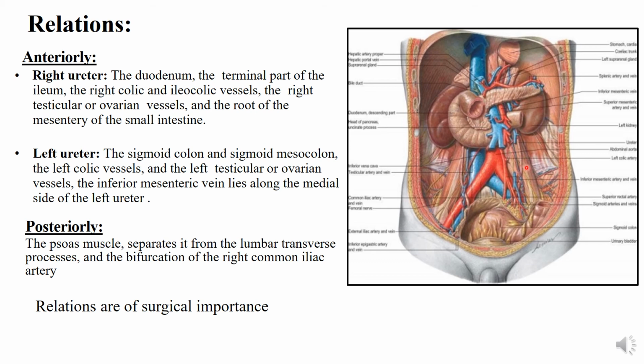Posteriorly, the psoas muscle will separate the right and left ureter from the lumbar transverse process.